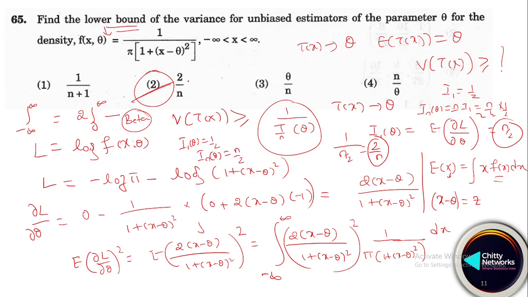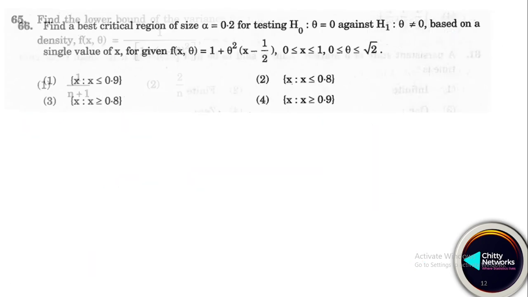So the reciprocal of that is 2 by n. So the answer is 2 by n for this question. Next, question number 66. Here they are asking to find the best critical region. The best critical region is given by the formula, and the hypothesis given is H naught: theta is equal to theta naught, that is, simple null versus composite alternative.